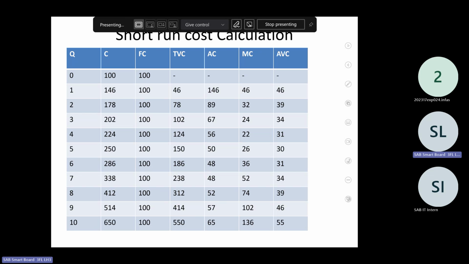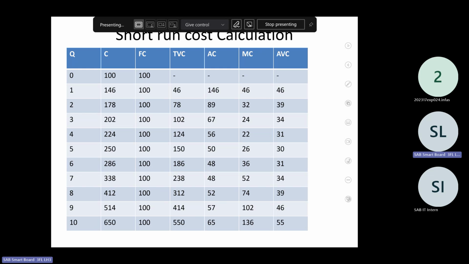And the marginal cost, that is the slope of the total cost function, delta C divided by delta Q. If you take the difference, when you increase the output from 0 to 1, what is the change in total cost? This difference divided by this difference. Since this difference is always 1, you can take this difference as marginal cost. Here this difference is 100 to 146, 46. Then 146 to 178, 32. That way you can calculate the marginal cost.